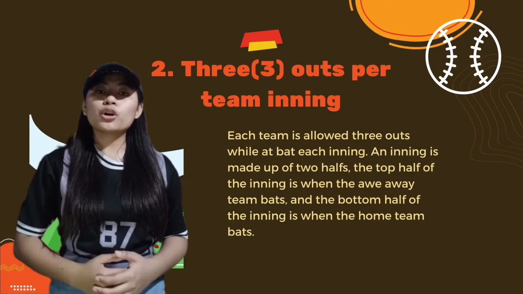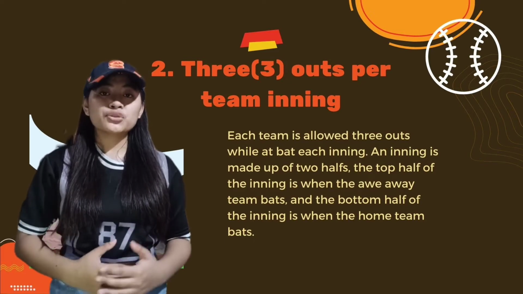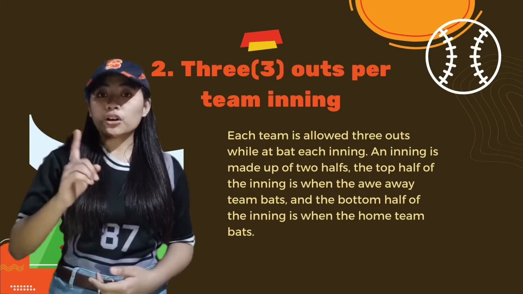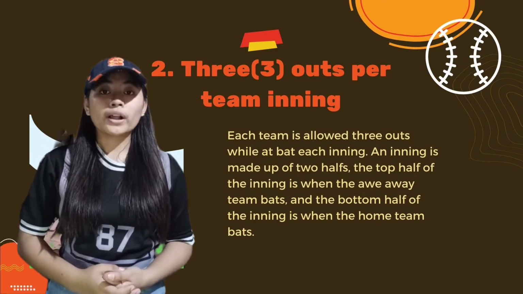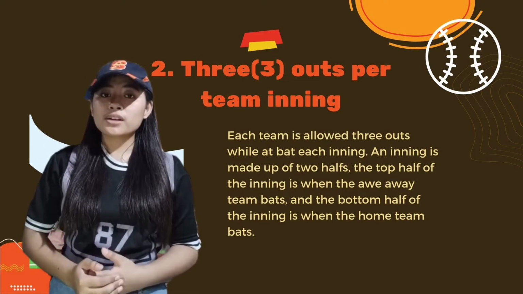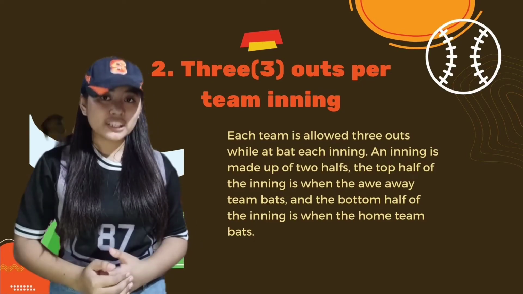An out is when the opposing team catches a fly ball, strikes out the batter, or throws out a runner. Each team wants to limit the amount of outs they get while batting, and get 3 outs as fast as possible while in the field.